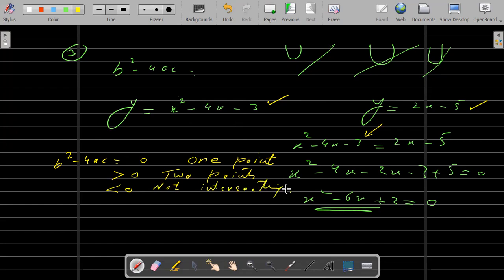Now clear, Abdullah? Okay, good. So I have told you all three uses of discriminant.